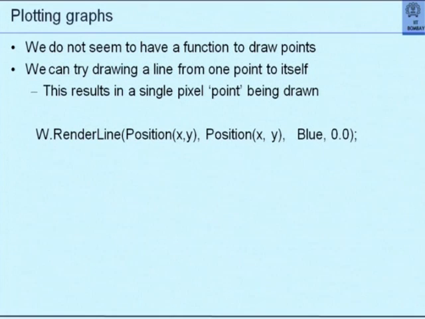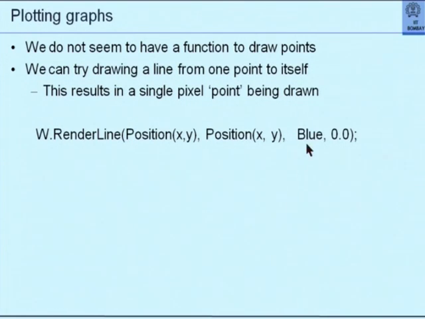Plotting graphs, we do not have a function to draw points. We used rectangles earlier. Now we will use W.renderLine to draw a line. W is a window in which I am drawing a line. Line is from position to position. But if I give the same position here and same position here, then obviously it will be a line from point to point and hopefully I should get the point.